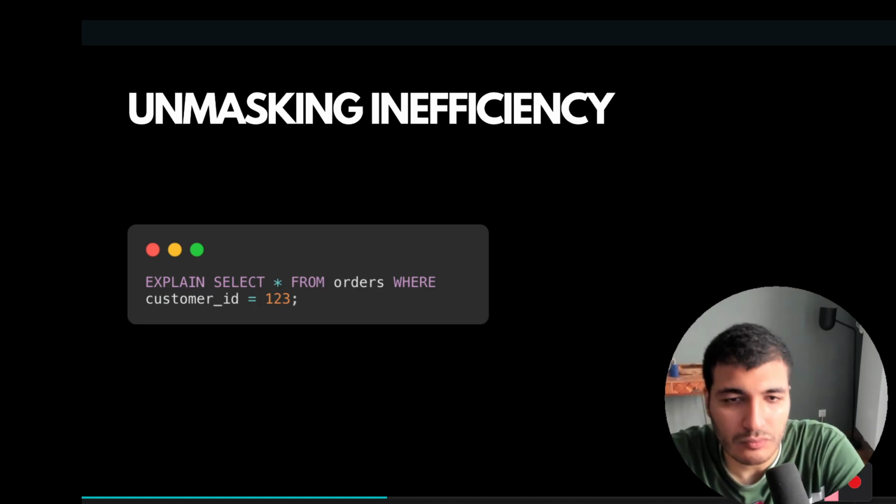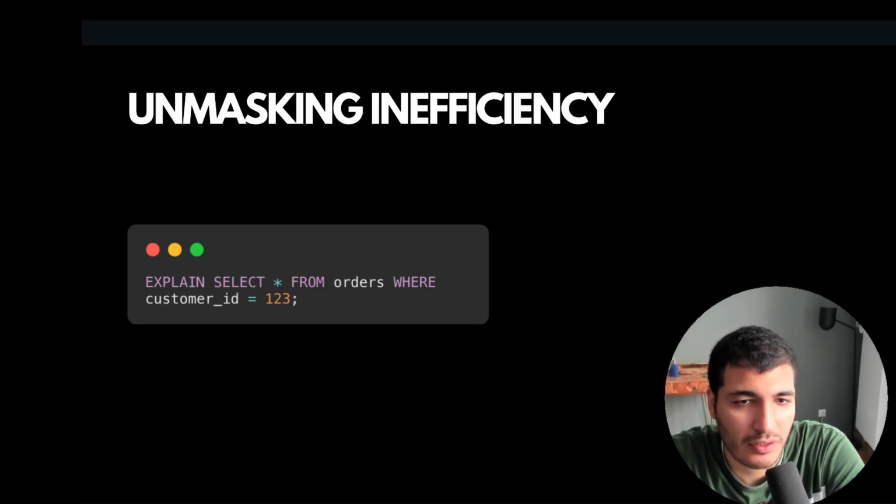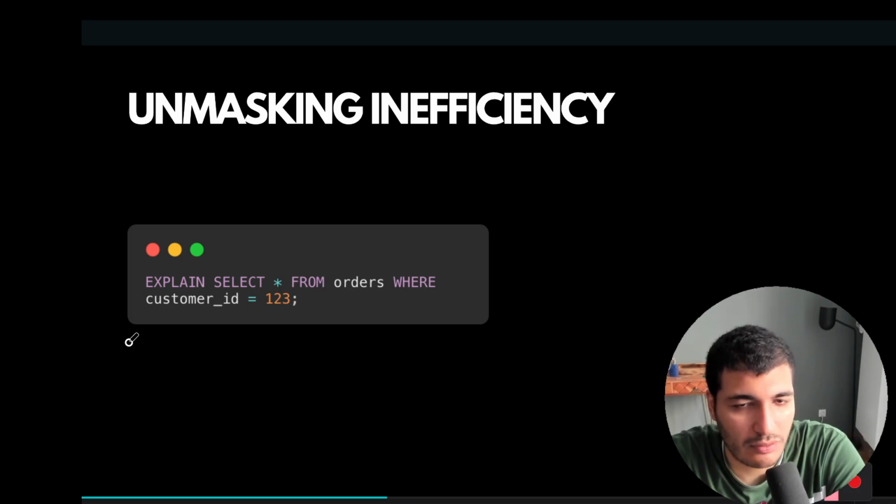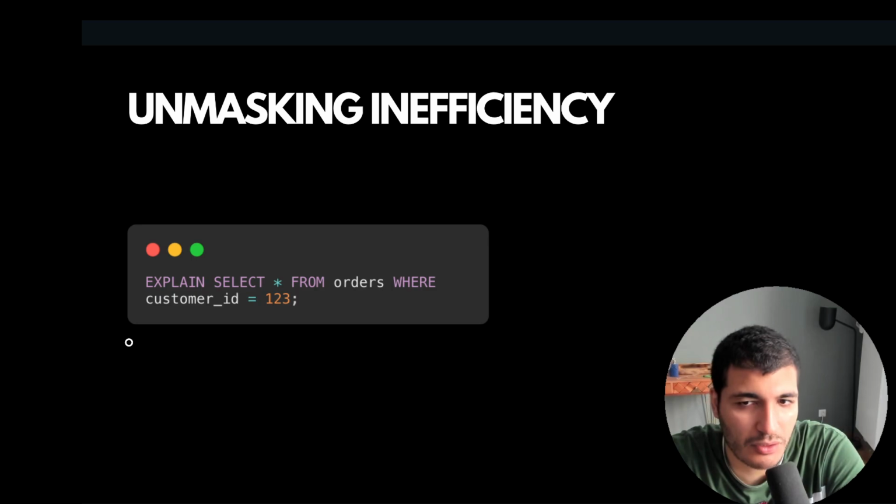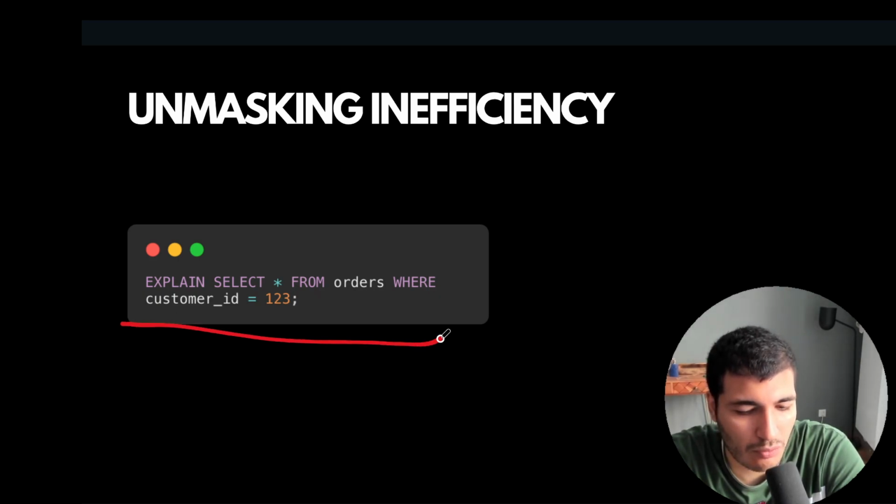Number two, unmasking efficiency. To truly optimize your query, you first need to understand how the database actually executes them. This is where query execution plans come in. Most robust database systems like MySQL and Postgres provide a command like EXPLAIN that allows you to see the step-by-step plan the database optimizer generates for your query. For example, you can run EXPLAIN SELECT all from orders where customer ID equals 123.